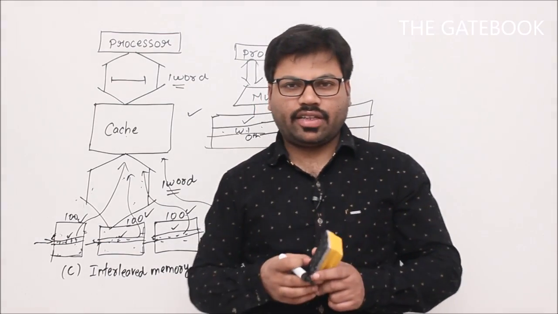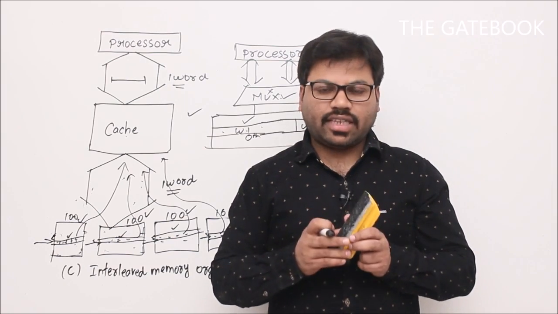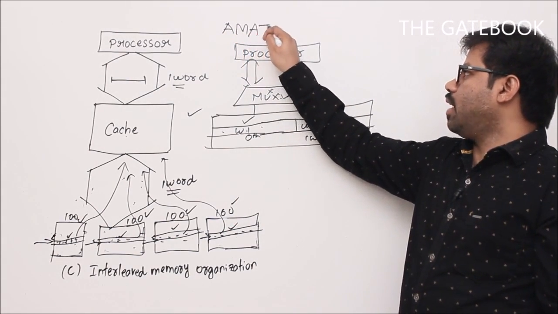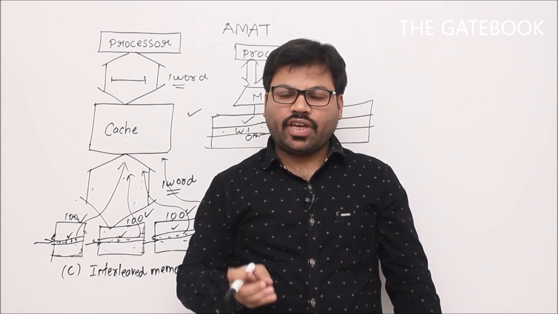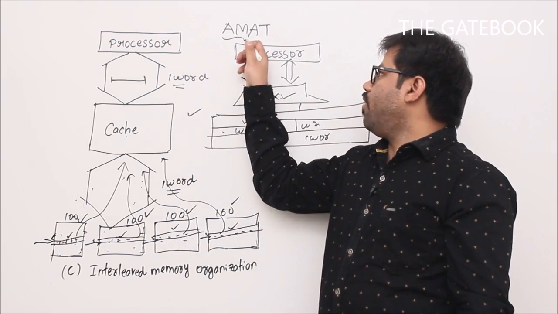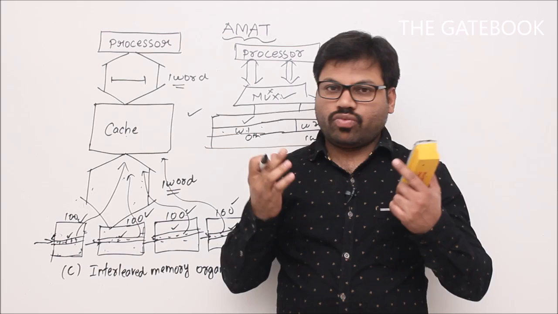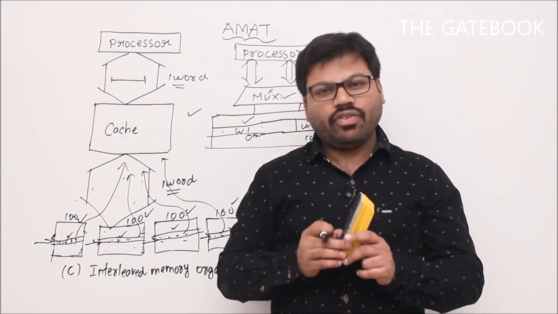These are the various organizations. Now we are going to see the memory access times, the average memory access time of a memory system. Given a memory system and hit ratios of every cache and main memory, we are going to find out the average memory access time. That is one important parameter to evaluate the performance of your computer. So we will see those details.